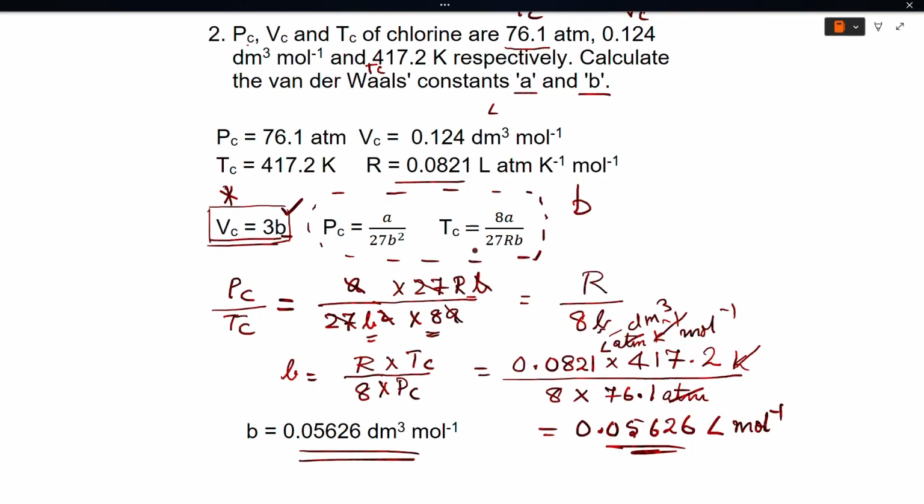So, first remember, while calculating B, never calculate it from VC is equal to 3B. We will calculate B by taking the ratio of PC to TC, because that gives an accurate value for B. Now, once the value of B is obtained, you can substitute that in any of the above equations, either in PC or TC, whichever you find convenient. You substitute the value of B in that and calculate the value of A.